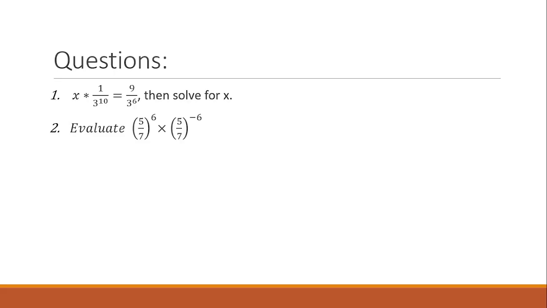Okay, so these are the questions. Question number one is given as this equation, and we have to solve for x. Basically, we have to find the value of x. So we can write the equation as: x divided by 3 to the power 10 equals 9 divided by 3 to the power 6. Okay, so this is the equation.